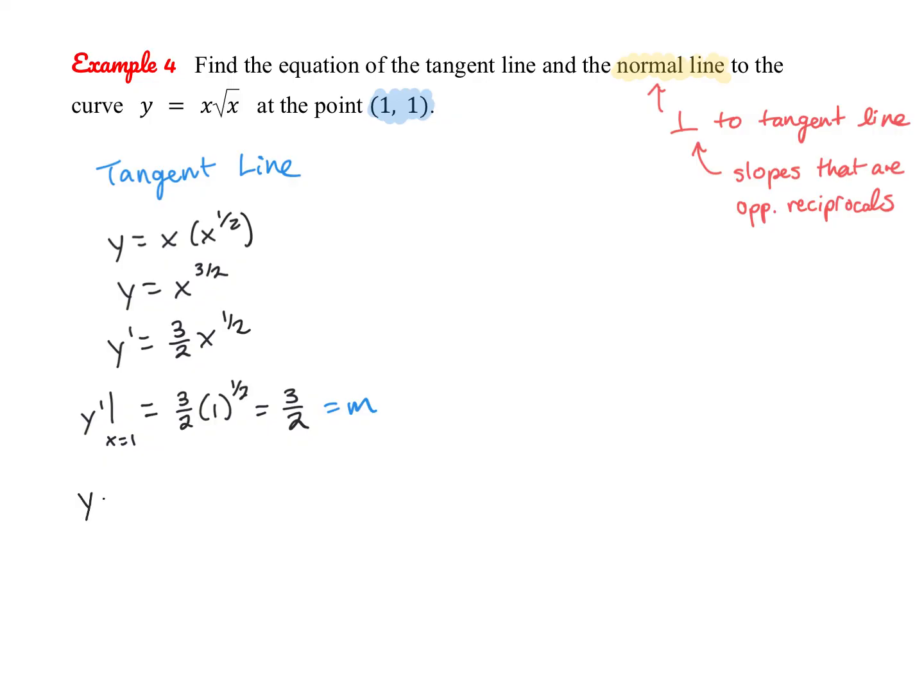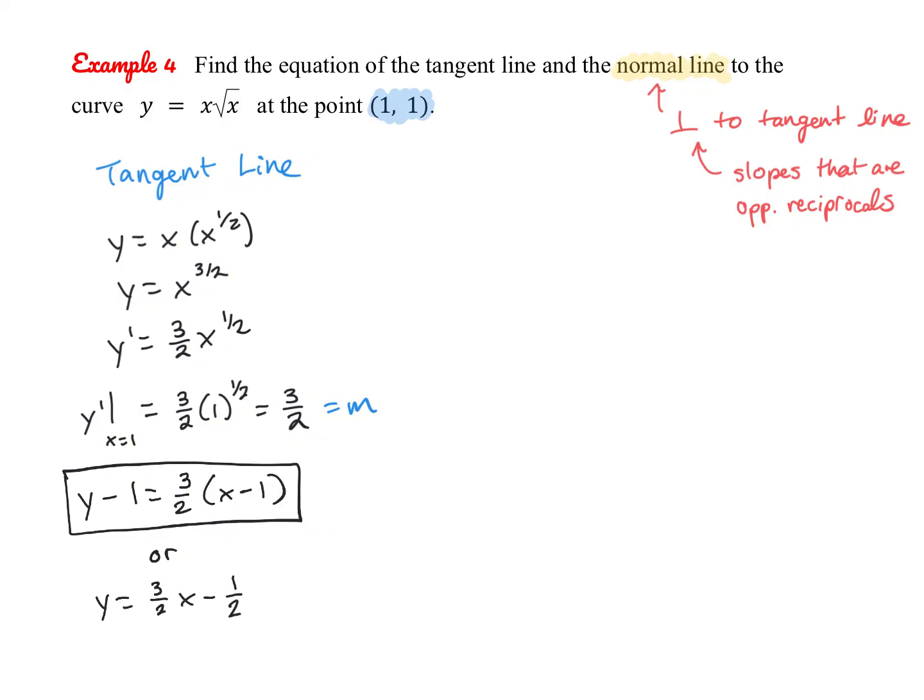So we use the point slope form. So y minus y1 equals m times x minus x1. So you can leave your answer like this, or you can rewrite it in slope-intercept form. Either way is fine. All right, so that's our tangent line.